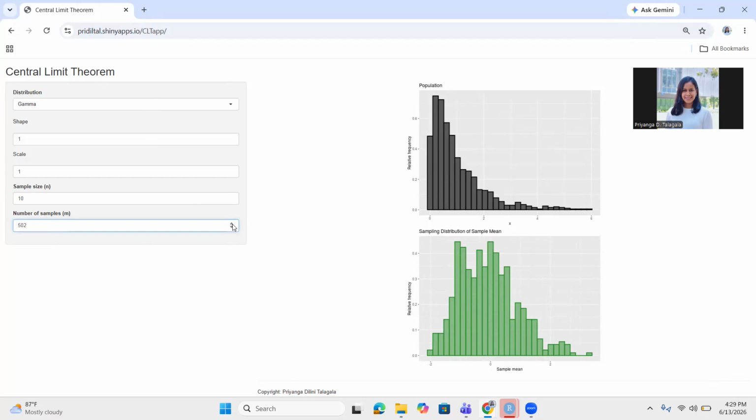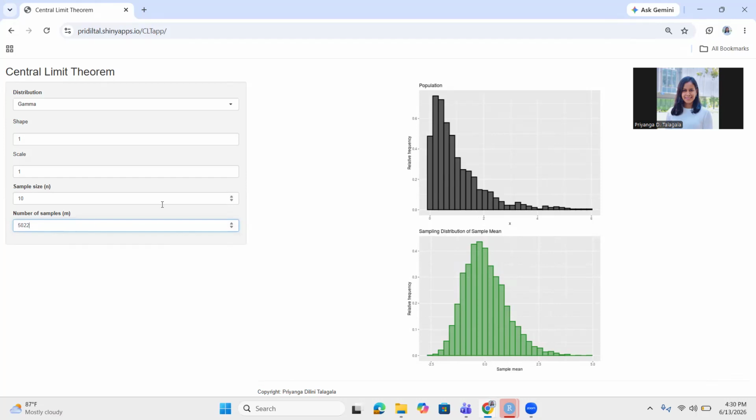Now let's interpret what we observe. Even when the original population distribution is highly skewed or non-normal, the distribution of the sample mean gradually becomes more symmetric and bell-shaped as we increase the number of samples. This is the key idea behind the central limit theorem.